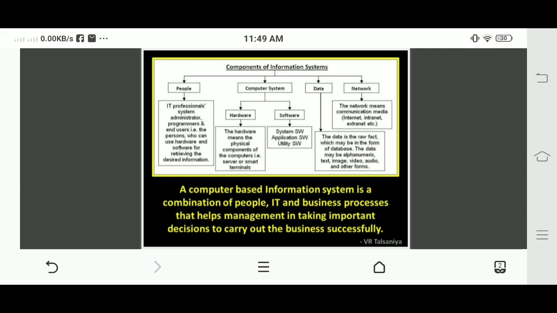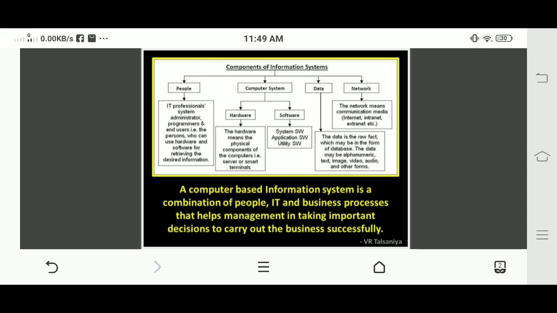So data, now data is a raw fact which may be in the form of a database. A database, again a collection of values, is called a database. The data may be alphanumeric. Alphanumeric is alphabets and numerals both. Text, it can be normal plain text, then it can be an image, it can be a video, it can be audio and other forms. So these are the types of data which can be included.